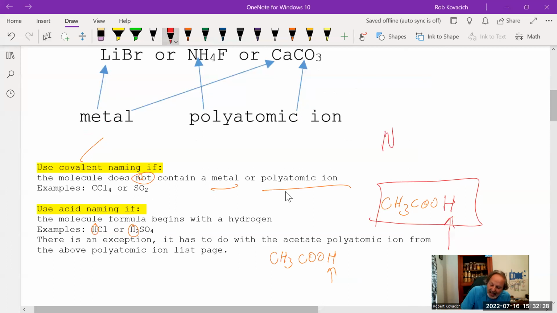So if I look at NO3, that's nitrate. If I add an H to it, it's HNO3. The H came as a plus charge, canceling out the nitrate's minus charge, and that's nitric acid. So I'm looking for H's that have been added to polyatomic ions.